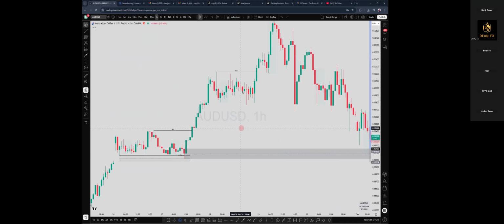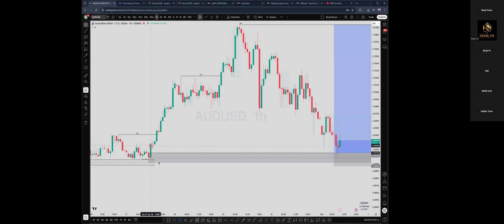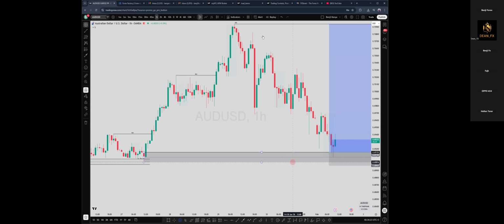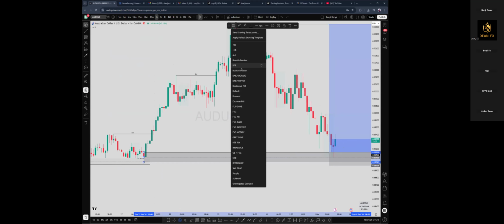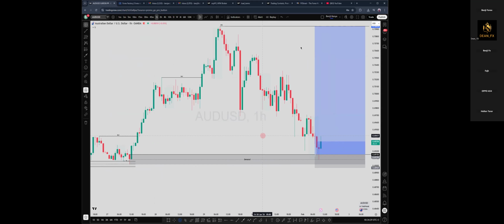Okay, the market created a break of structure, another break of structure. This is where the original area started. So this is going to be our demand. Okay, market has respected this particular area, and the market now is moving higher, and we're expecting this market, with some little patience, to go all the way up.